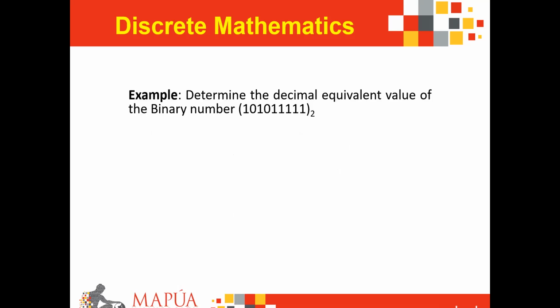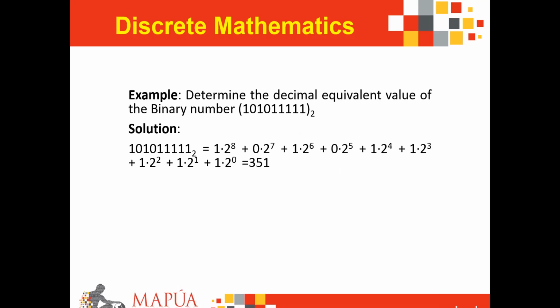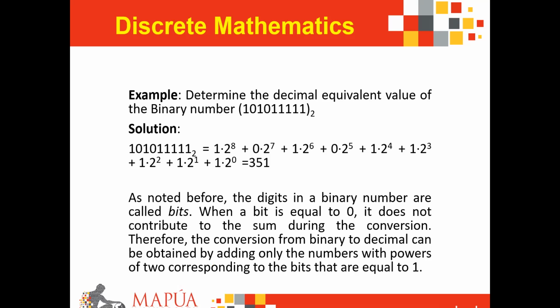This is another example of a binary number. If you're given 10101111 base 2, you end up with this corresponding solution, ending up with a decimal value of 351. As noted, the digits of your binary numbers are called bits. When a bit is equal to 0, it does not contribute to any sum during the conversion. Therefore, the conversion of binary to decimal can be obtained by adding only the numbers with powers of 2 corresponding to bits that are equal to 1.